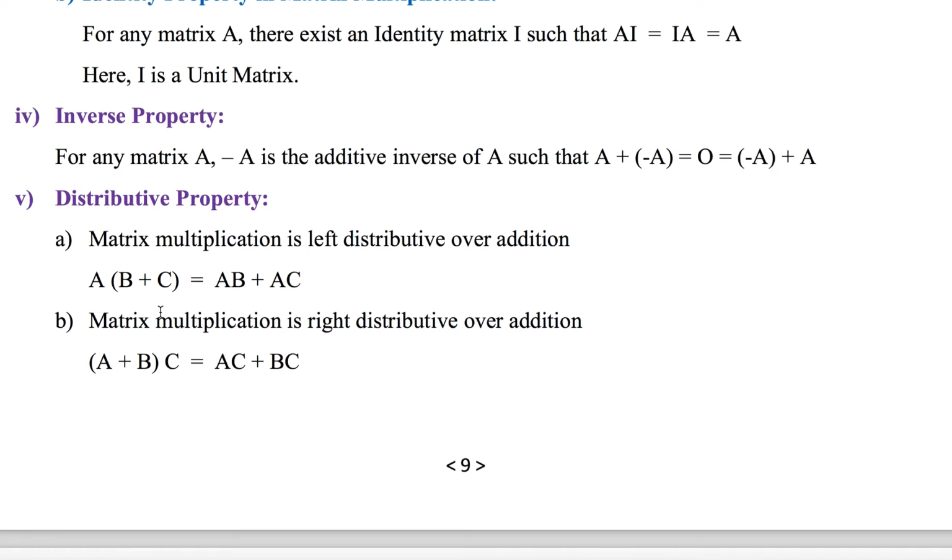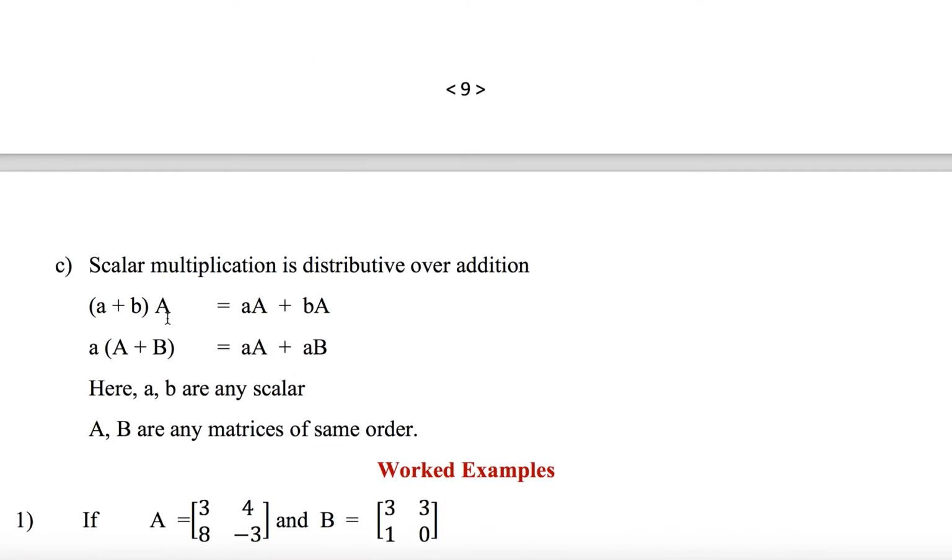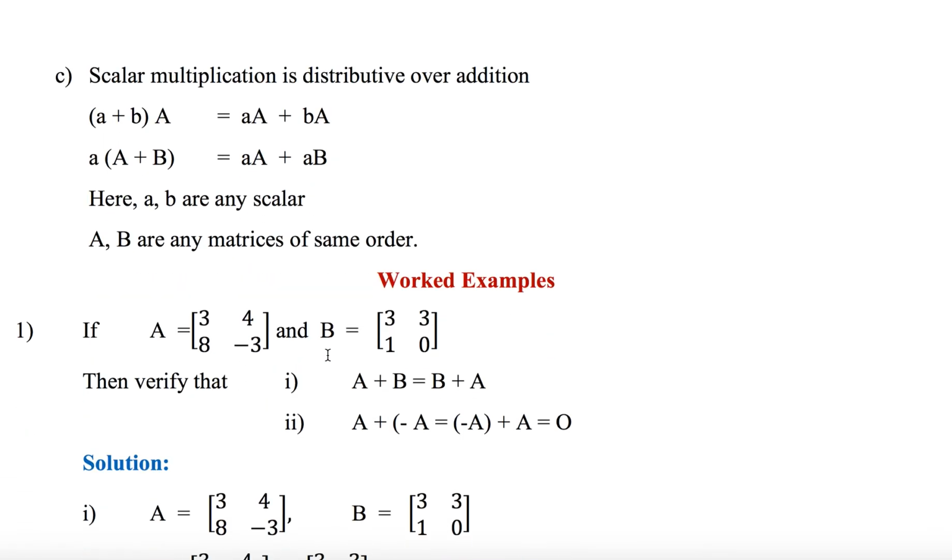Distributive property of multiplication over addition. Matrix multiplication is left distributive over addition, that is A into B plus C equals AB plus AC. Matrix multiplication is right distributive over addition, that is A plus B into C equals AC plus BC. Scalar multiplication is distributive over addition, that is aA plus bA, where a and b are scalars, and aA plus aB, where a is a scalar.